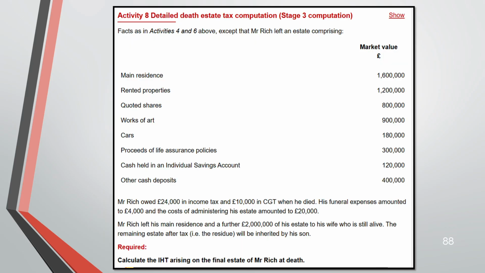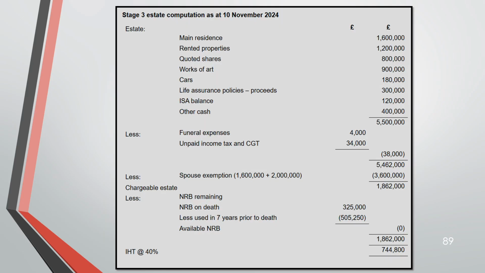Now moving on to activity 8. Here we have listed all the values, deducted the expenses and spouse exemption, the total amount is exempted, and got the IHT at 40%.